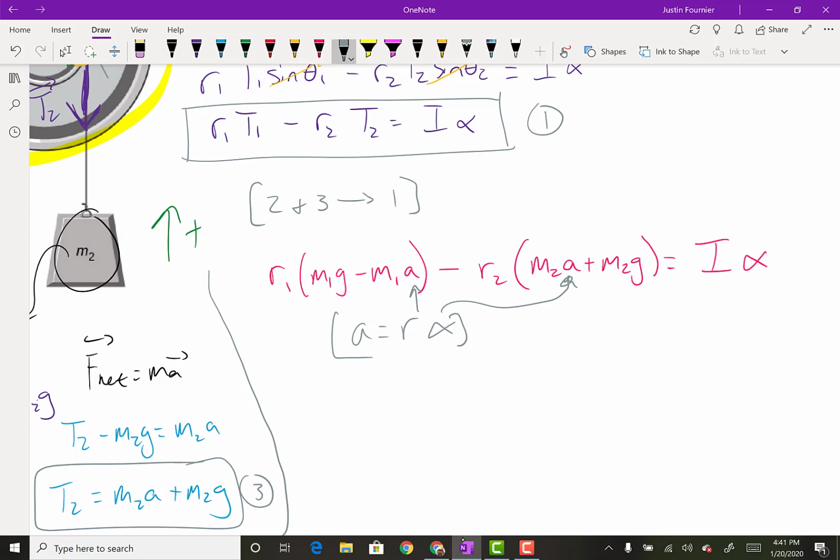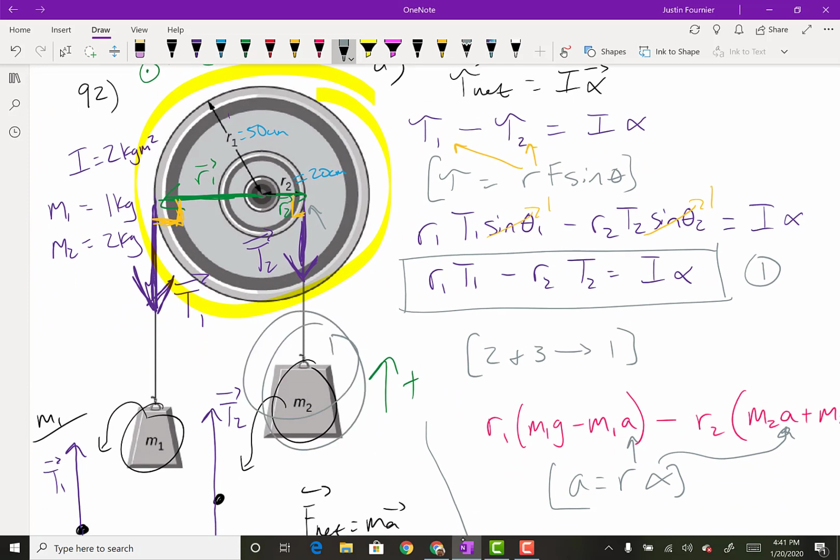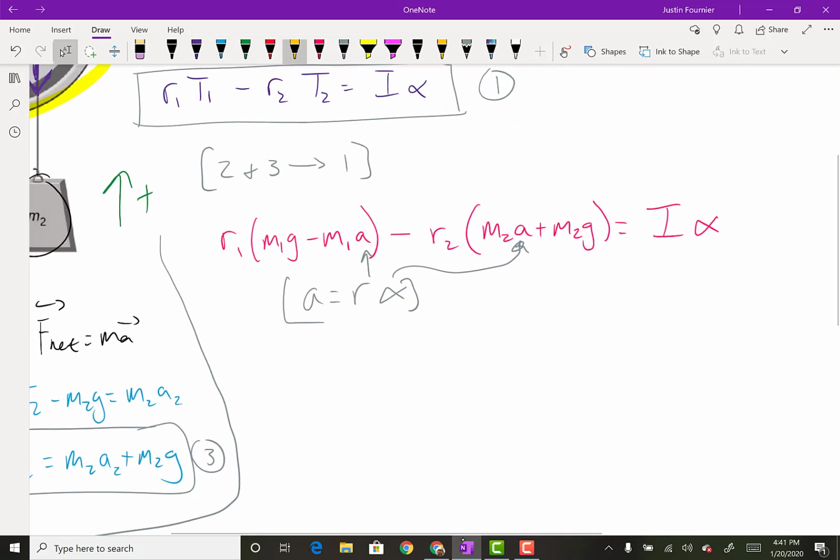Oh, and these accelerations are different. They're not the same acceleration because M2 is closer to the axis of rotation than M1 is. M1 is further from the axis of rotation. Should have caught that. So this should actually be A1, A1, A2, A2. Make it the same color, A2. So this will be A1, this will be A2, which is good because R is going to be different depending on those things.